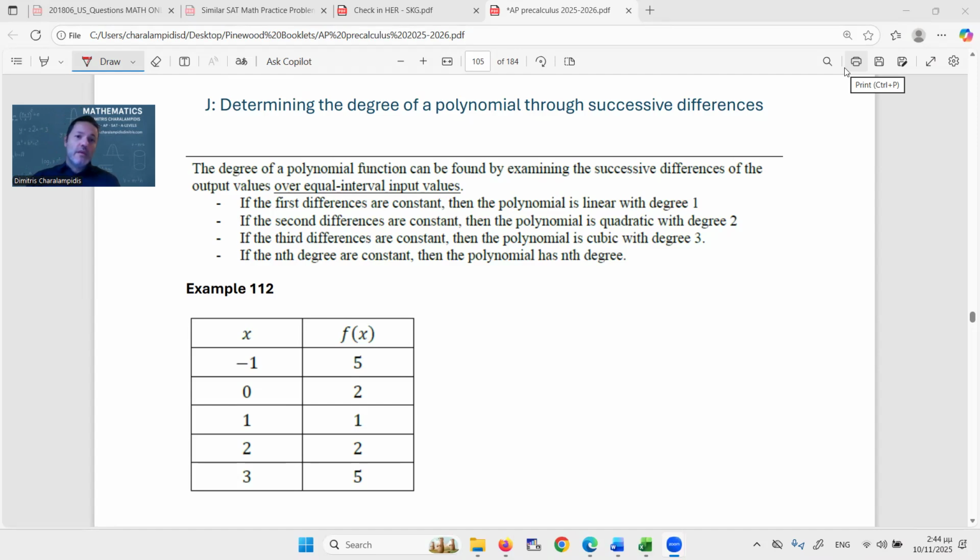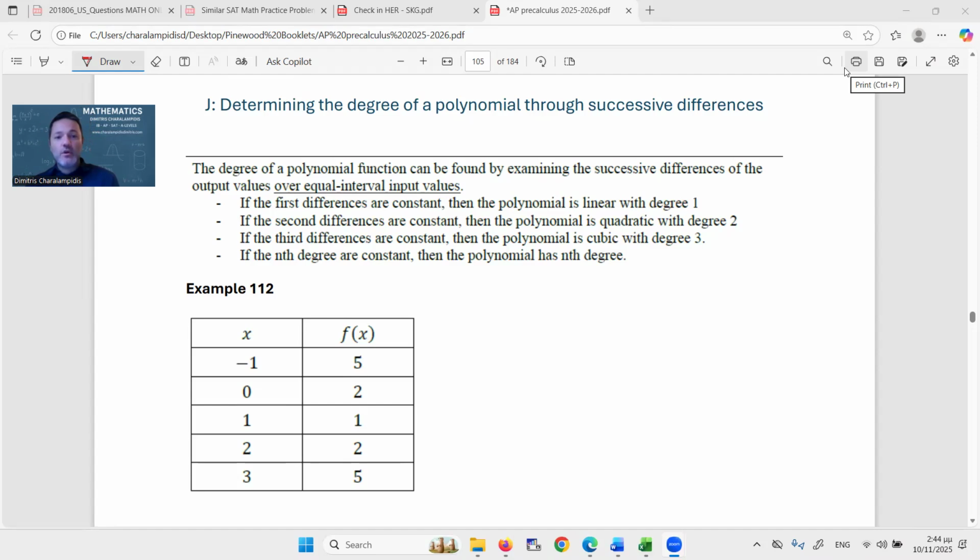In this video, which is just another video from my own series on the AP Pre-Calculus content, we will see how, through a method called the method of successive differences, we can actually determine the degree of a polynomial function. So let's see how it works, and then we will go directly to example 112.